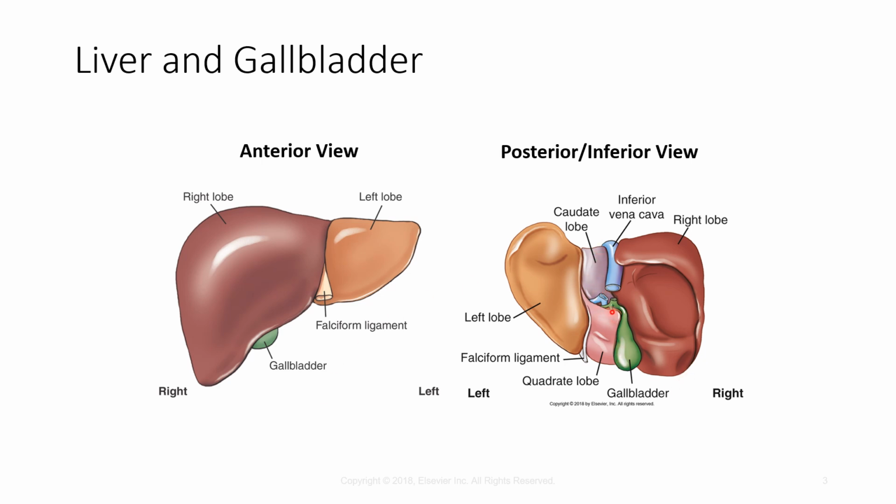And then you can see the gallbladder from the back here, right next to the quadrate lobe. And then you can see that the caudate lobe literally lies along the inferior vena cava. So these 2 pictures are also on page 458.